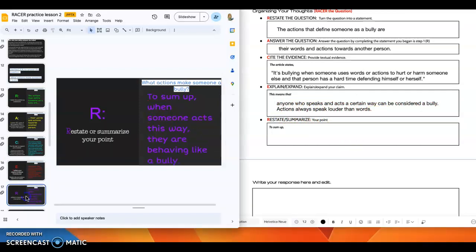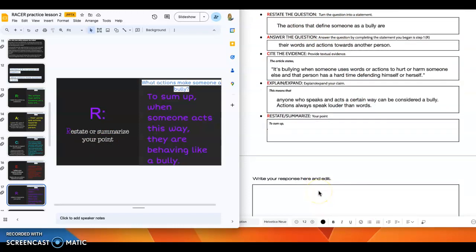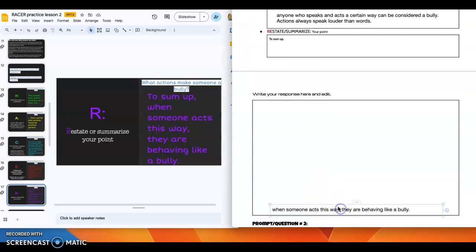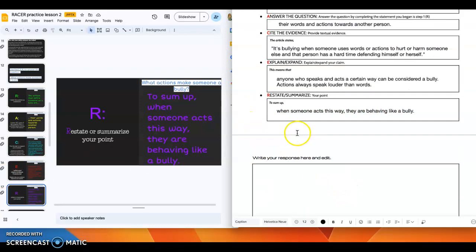Then finally, we have our R, which is to sum up. We're going to restate our point, and the whole point is we're trying to define what a bully is. So to sum up, we're saying that it's people's behavior that defines what a bully is, or defines if they are a bully or not. So to sum up, when someone acts this way, they are behaving like a bully. Okay, that's awesome. Now I am not done.